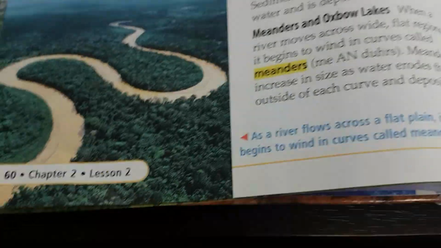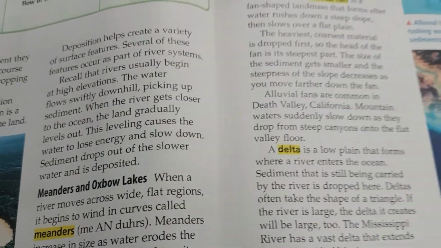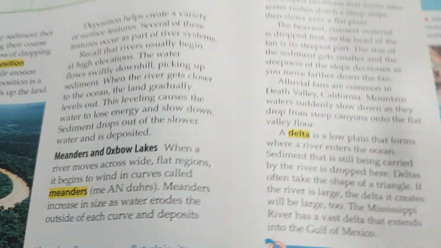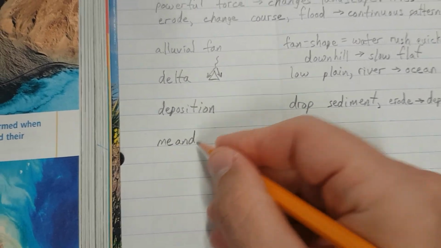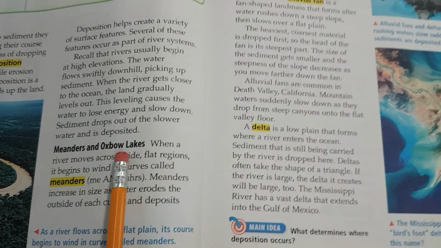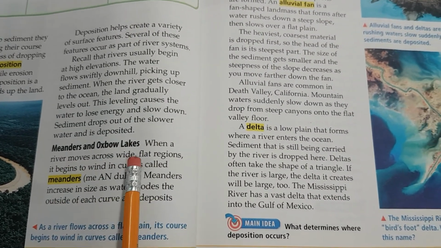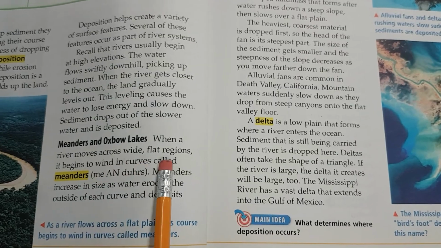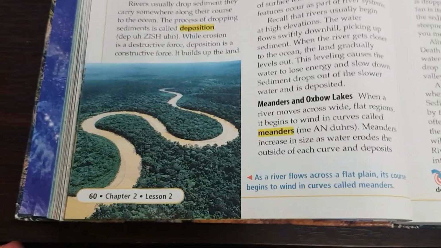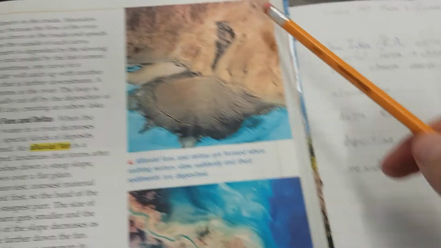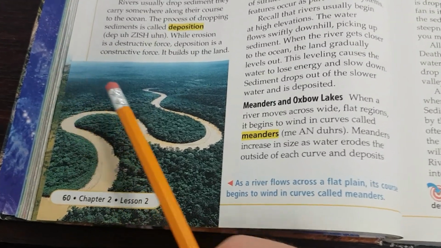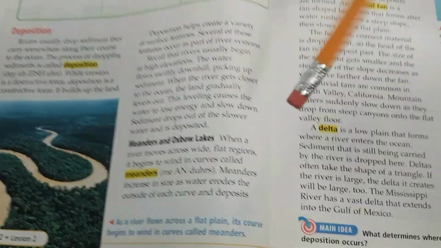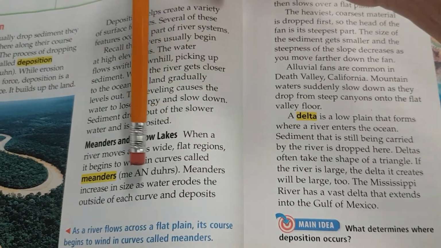Meander, page 60. There's page 60. Meanders, M-E, A-N-D, E-R-S, meanders. Going backwards to the beginning, meanders and oxbow lakes. When a river moves across wide, flat regions, it begins to wind in curves called meanders. Okay, that's what's happening in this picture. Rather than flowing straight down a very steep hill, when the land is very flat, the river actually starts to carve out curves over time. Those are the meanders. So, wide, flat region, wind curves.